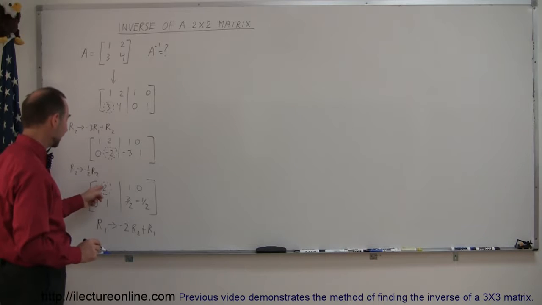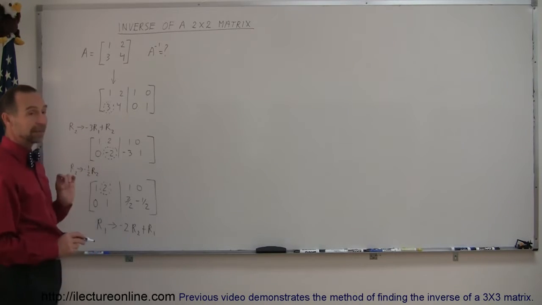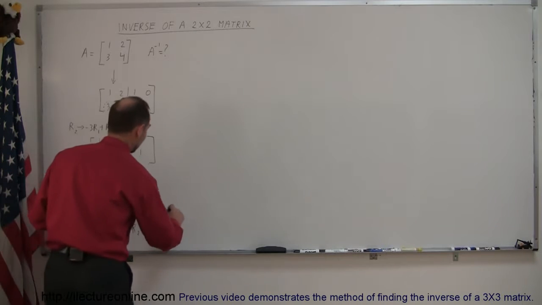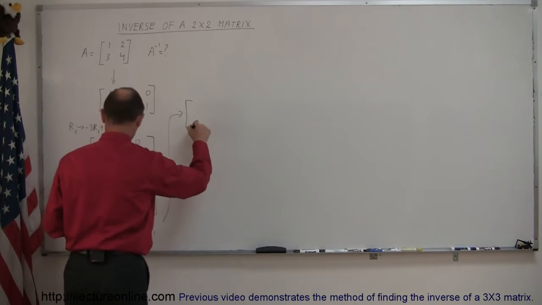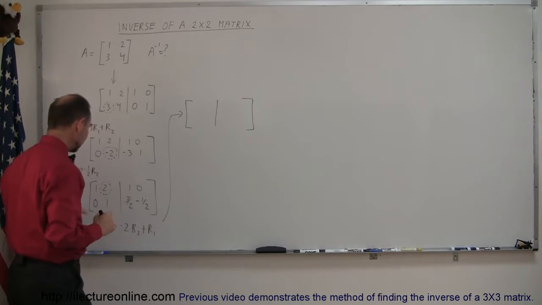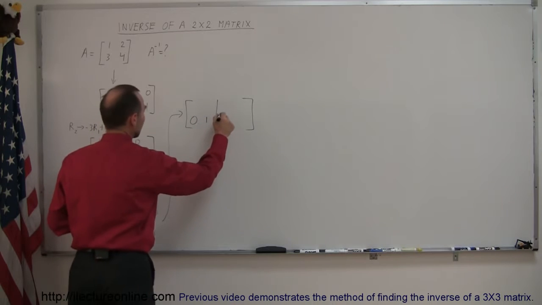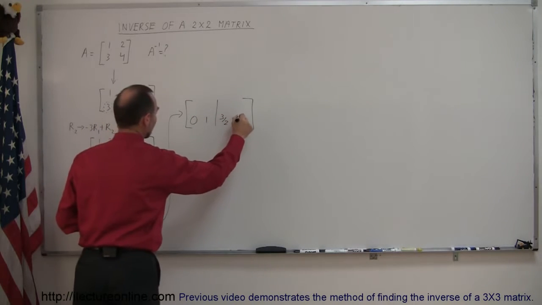So if we take the negative of this number, add it to this row, and add it back in, this will become a 0, which is what we want. So if we apply that, let's see, what doesn't change is the second row. Nothing changes there. So it's 0, 1, 3/2, and negative 1/2.